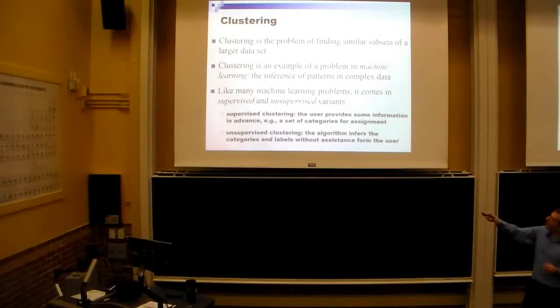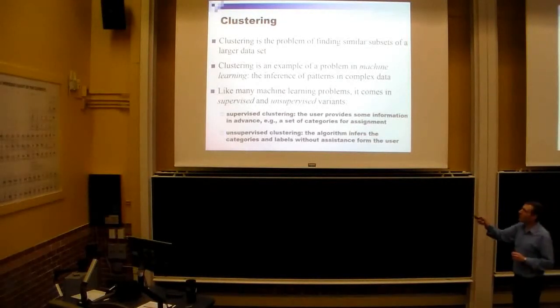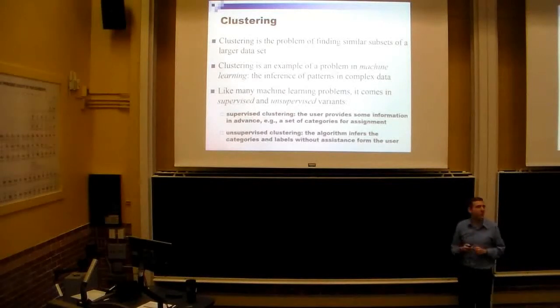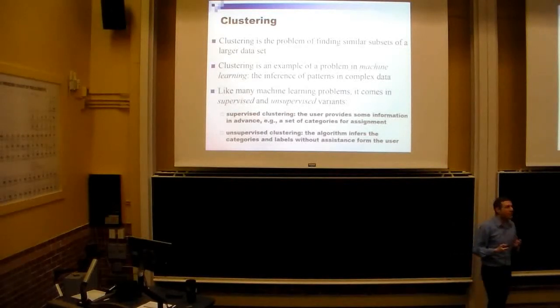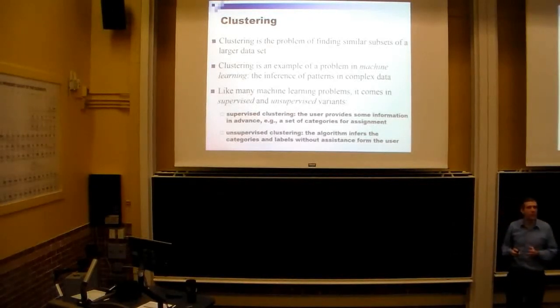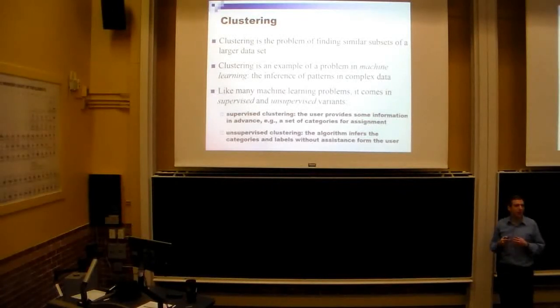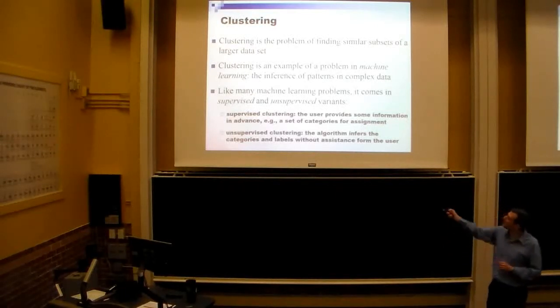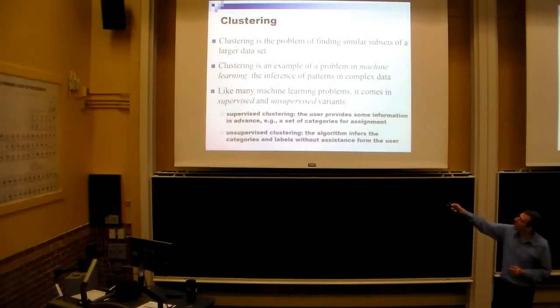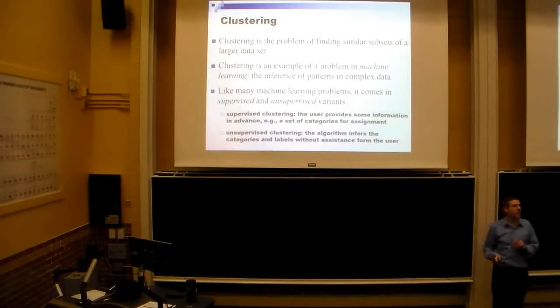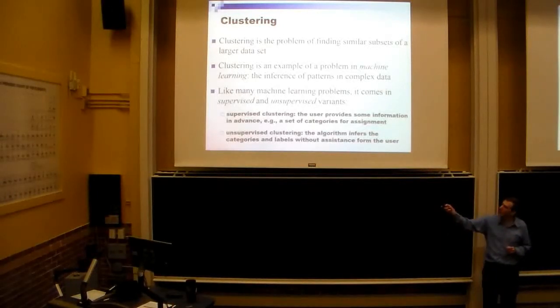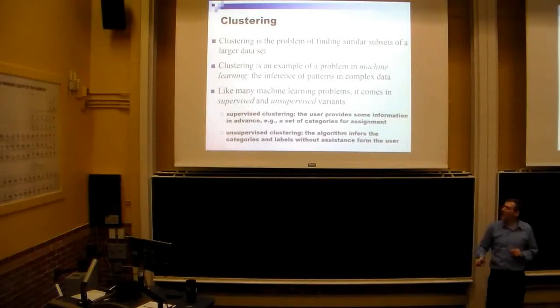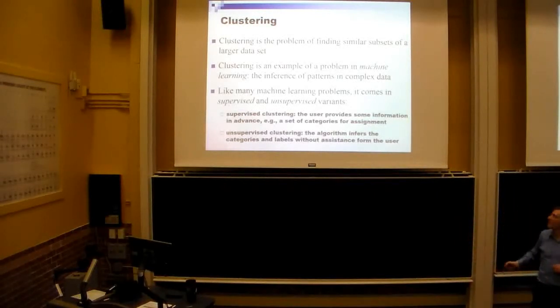So this is an example of a kind of problem from the field of machine learning. That's a term I've mentioned a few times. Basically, machine learning is a class of computer science that's focused on finding patterns in complex data sets or building models of complex data sets. There are different ways of defining that. But machine learning often comes in two different variants. It's called supervised and unsupervised. And clustering is an example of that.